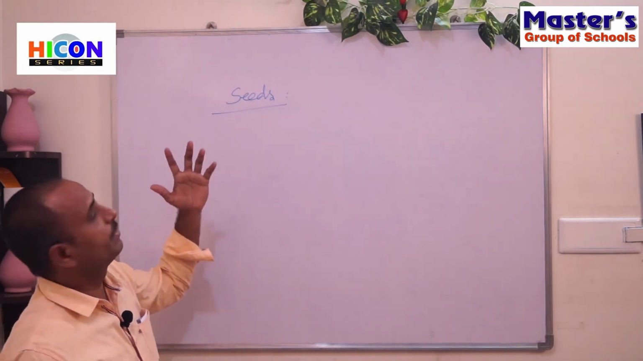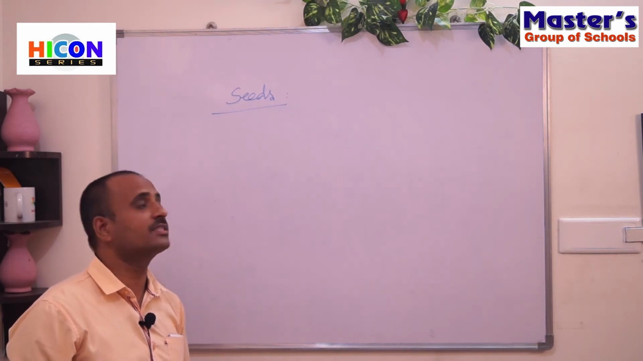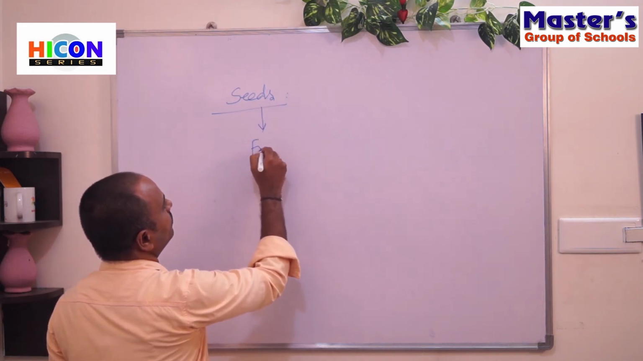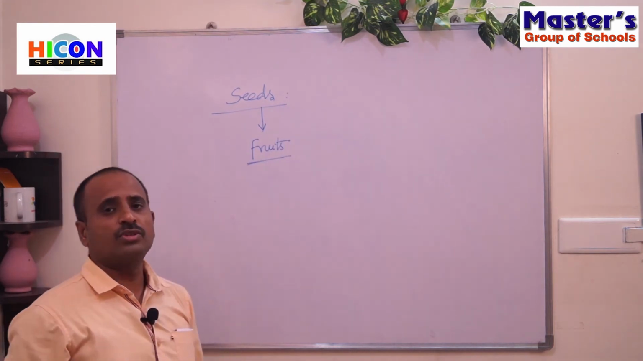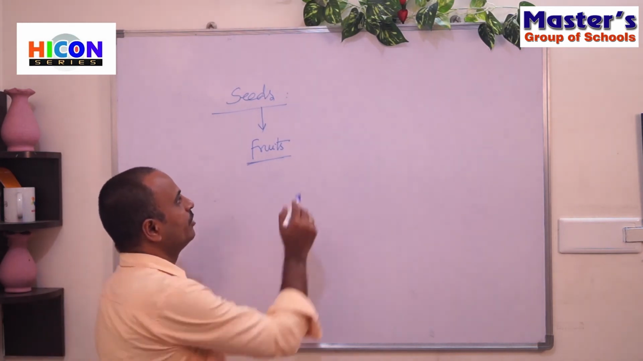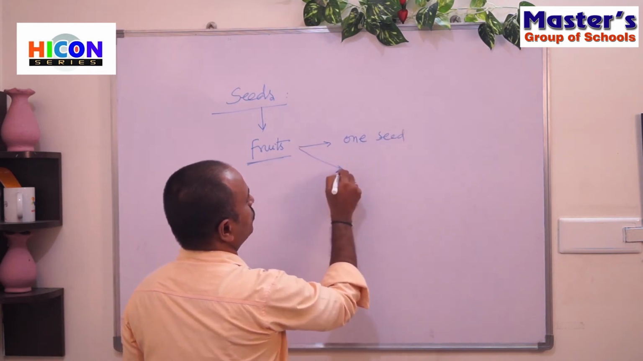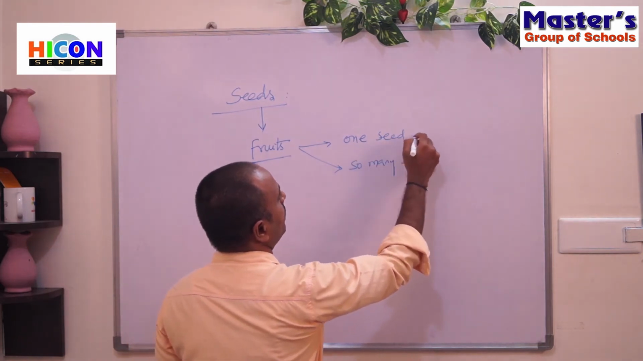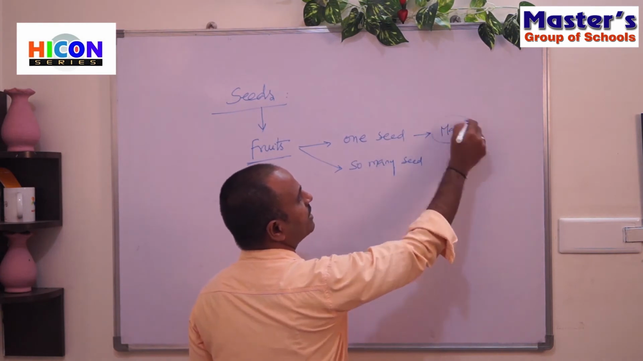The other part of the plant is seeds. So how can we get seeds? As we discussed earlier, the seeds will come from fruits. Most fruits contain seeds, and some fruits contain only one seed, and some fruits contain so many seeds. For example, if we take a mango, the mango fruit contains only one seed.